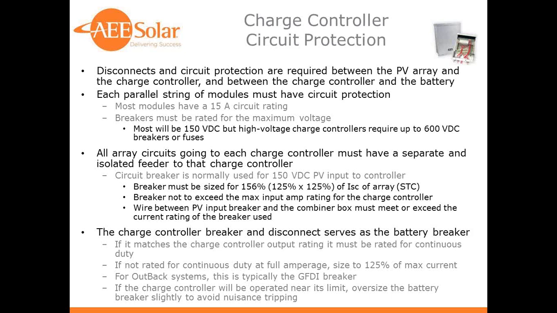As we see 60 cell modules pushing the 300 volt range, we're starting to see 20 amp ratings on those modules. So I think the 15 amps is going to be even less common in the future. We're going to start seeing 20 amp module circuits. Make sure the breakers are rated for the maximum voltage of the string. Might be up to 600 volts.